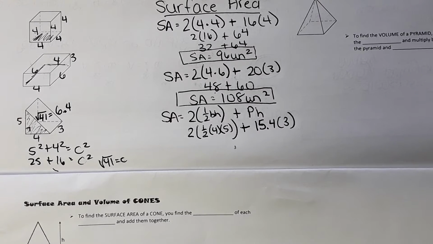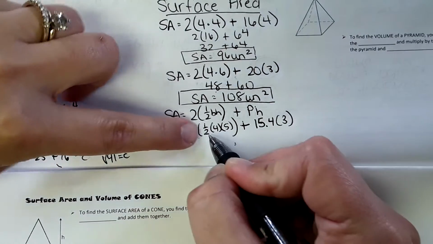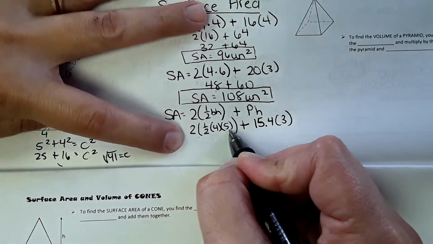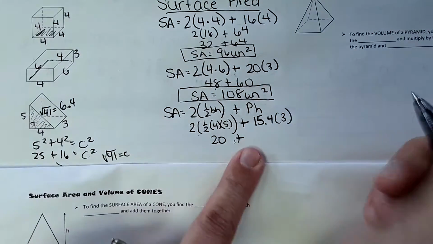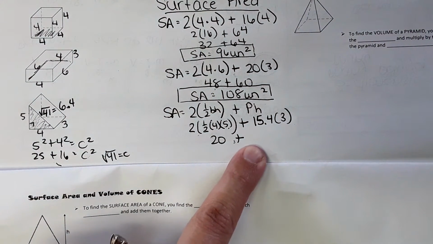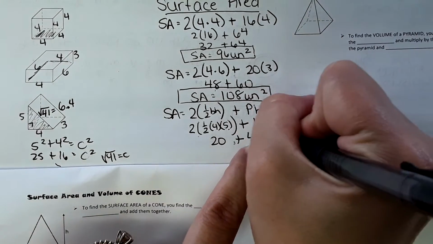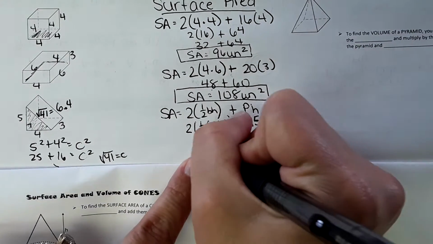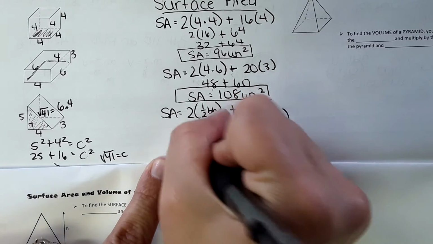Now we solve using order of operations. With the multiplication, you can multiply in any order. Half of 4 would be 2. 2 times 5 is 10. 10 times 2 is 20. Plus 15.4 times 3 comes out to 46.2. And then 66.2 units squared is our answer.